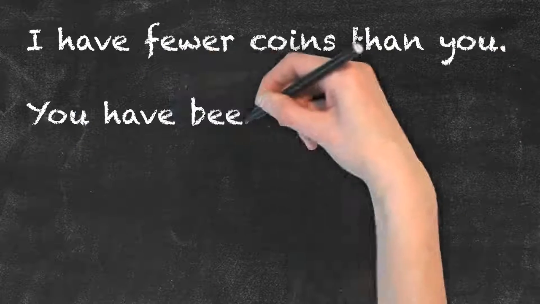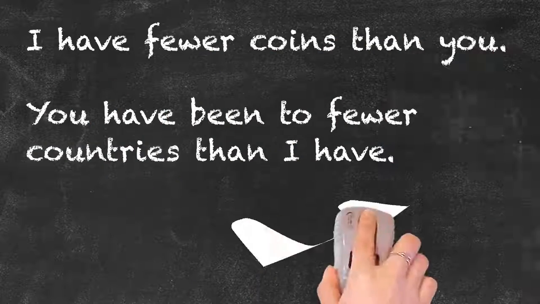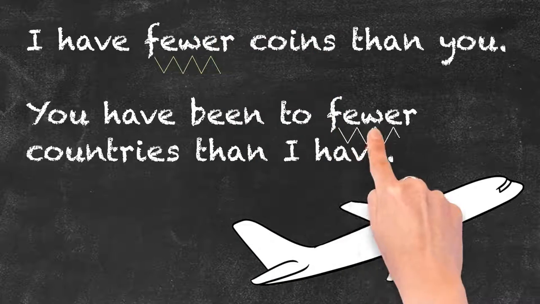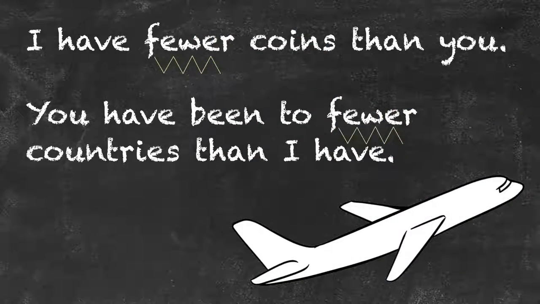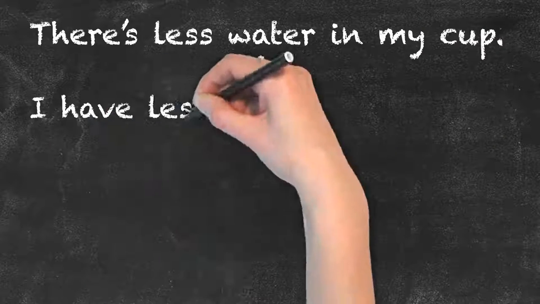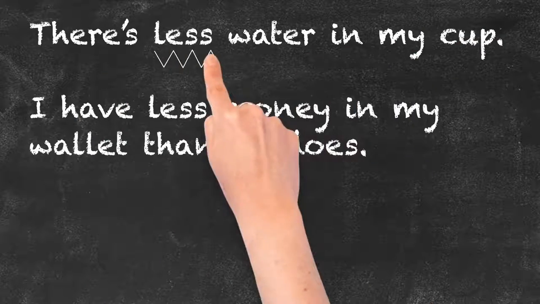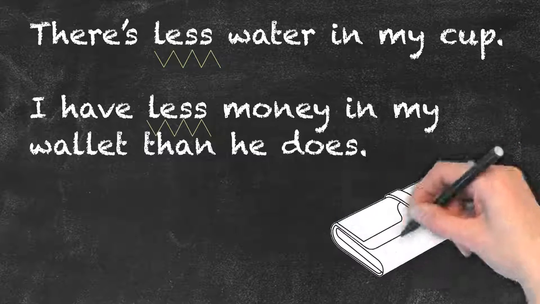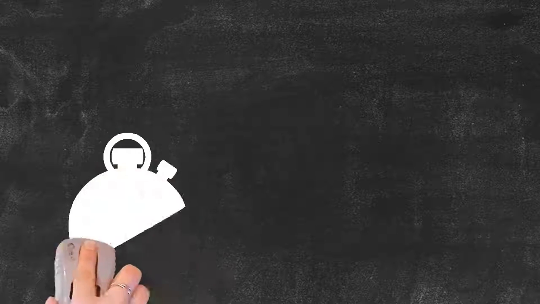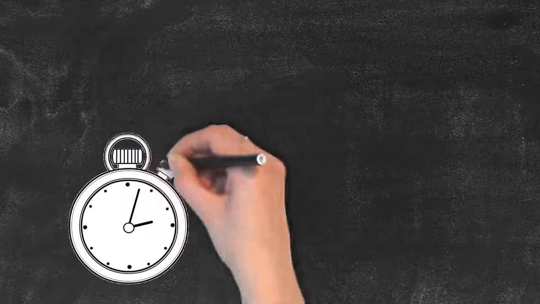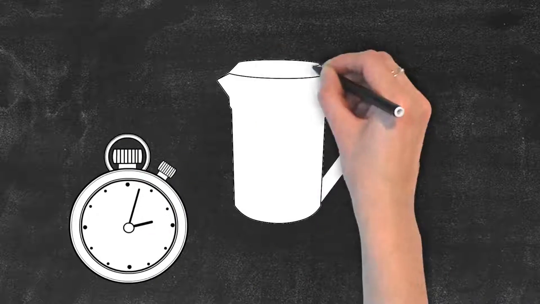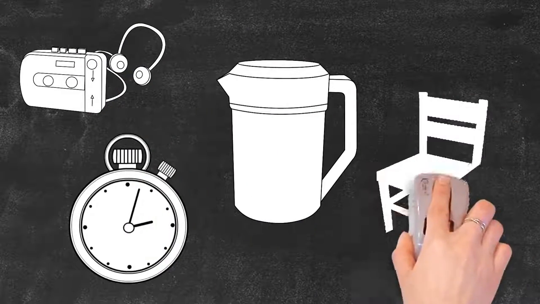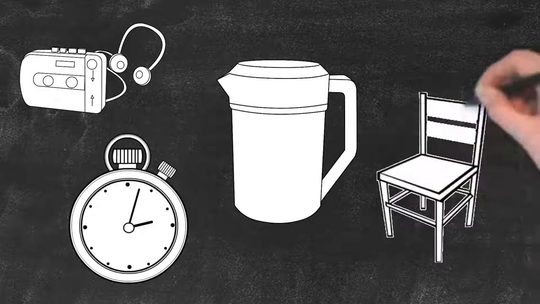Other examples of the correct usage include: I have fewer coins than you. You have been to fewer countries than I have. There's less water in my cup. I have less money in my wallet than he does. Things that are uncountable include, for example, time, art, music, water, furniture, money, power, gas, and so on.